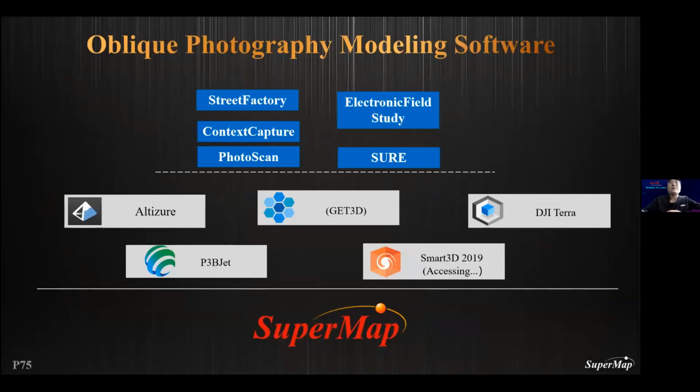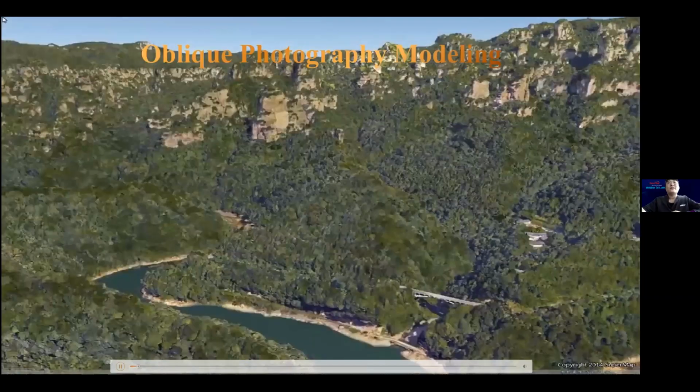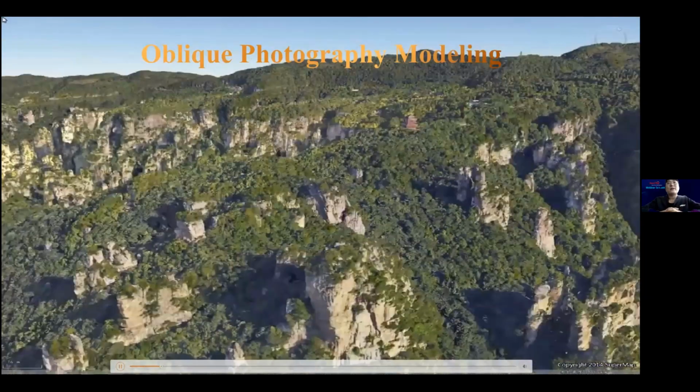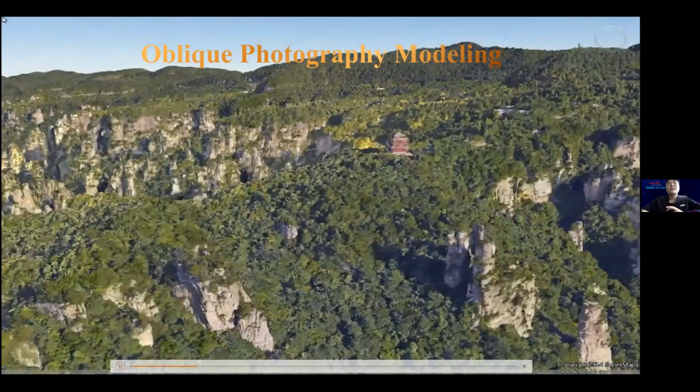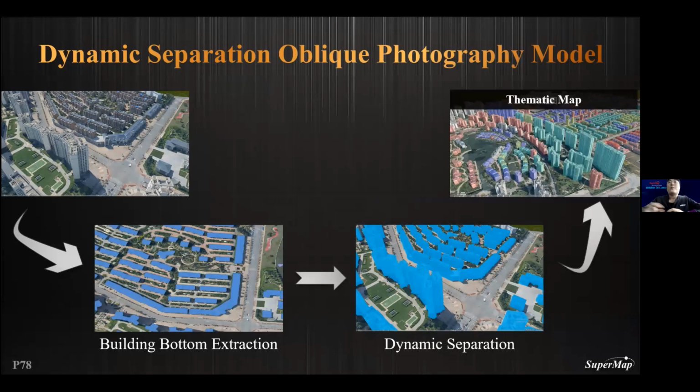So, such as the oblique photography model, we can integrate it into the SuperMap platform, and we can do the object expression of oblique photography modeling, which is we can click one of the buildings to get the information of it, and this is to show the oblique photography modeling and the dynamic separation oblique photo modeling.